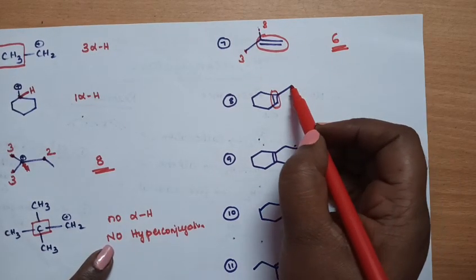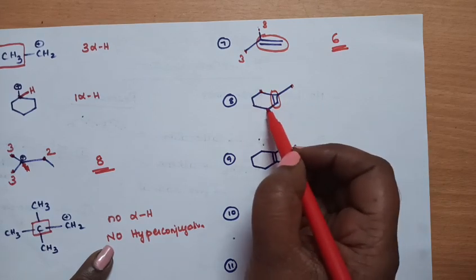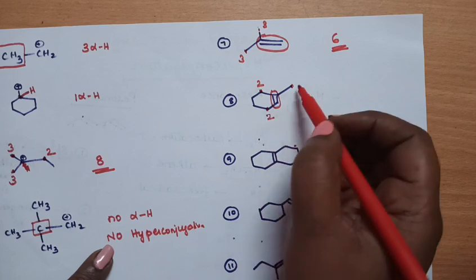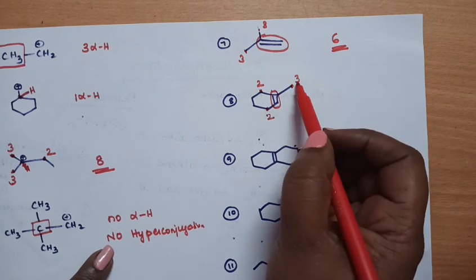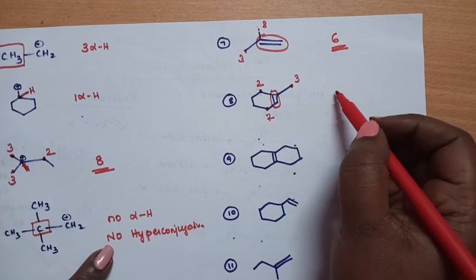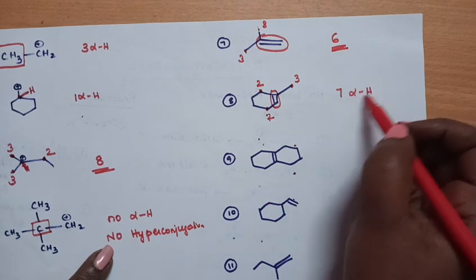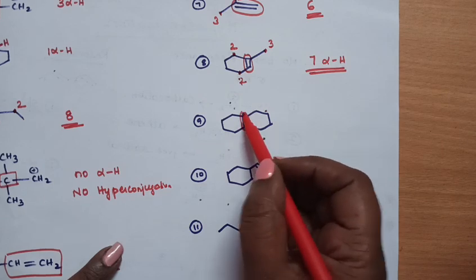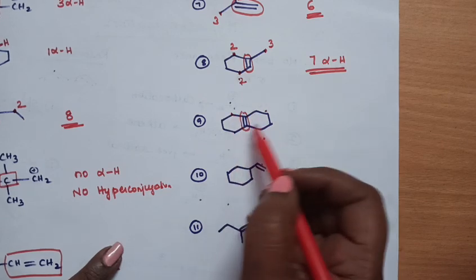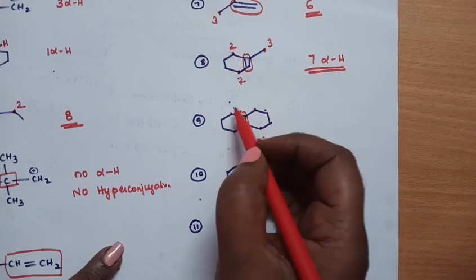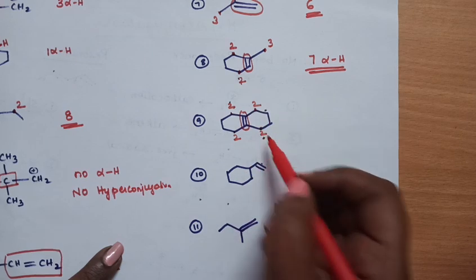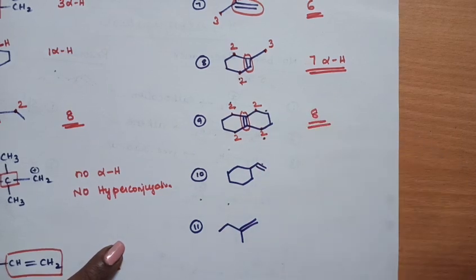So here this is sp3 carbon, this is sp3 carbon, this is sp3 carbon. So here 2 alpha hydrogen, 2 alpha hydrogen, and here there are 3 alpha hydrogen. 3, 4, 5, 6, 7. So totally 7 alpha hydrogen atoms are present. And here this is the double bond. This is sp3 carbon, sp3 carbon, sp3 carbon, sp3 carbon. So here 2 alpha hydrogen, 2 alpha hydrogen, 2 alpha hydrogen, and here 2 alpha hydrogen. So totally there are 8 alpha hydrogen atoms present.